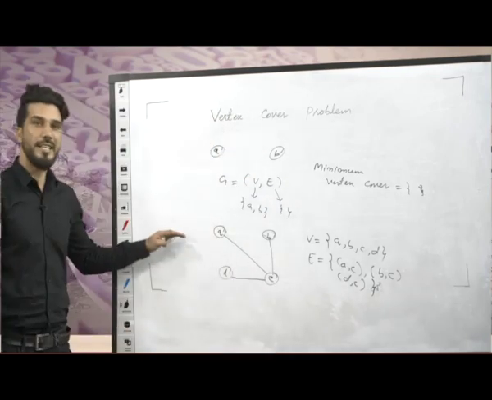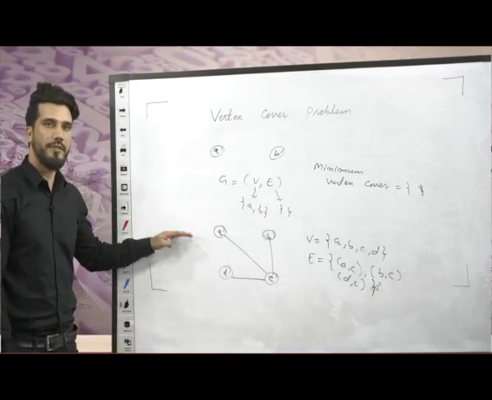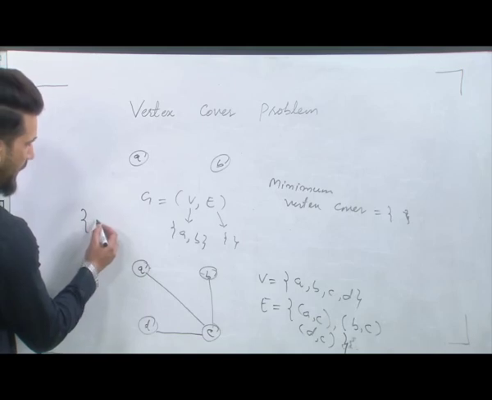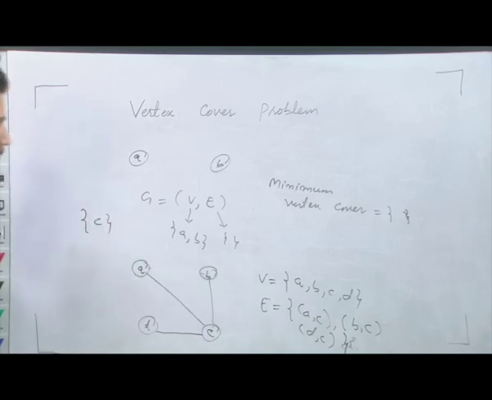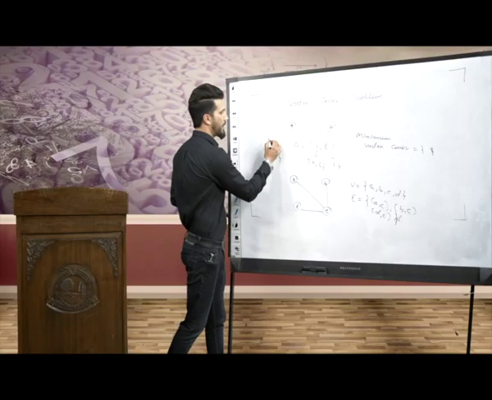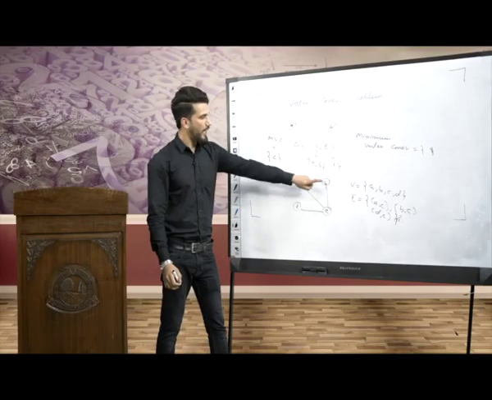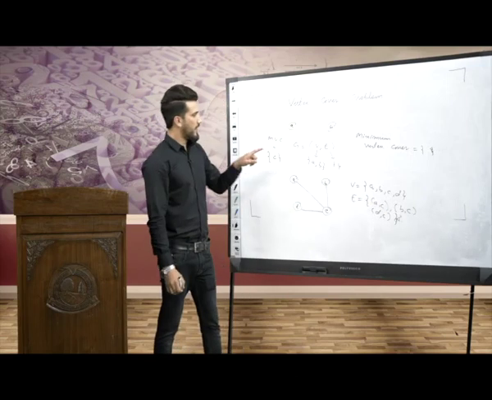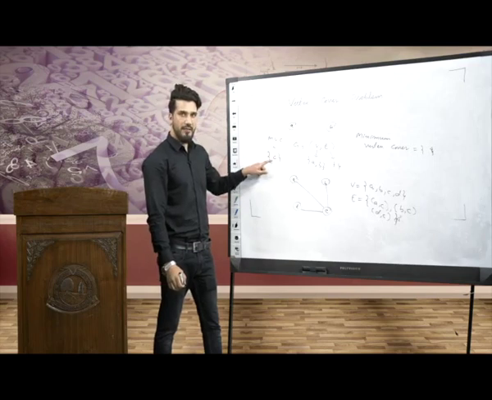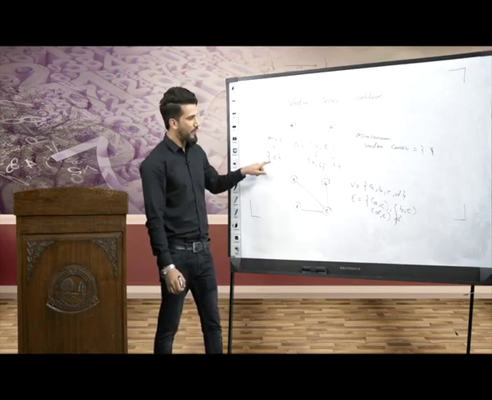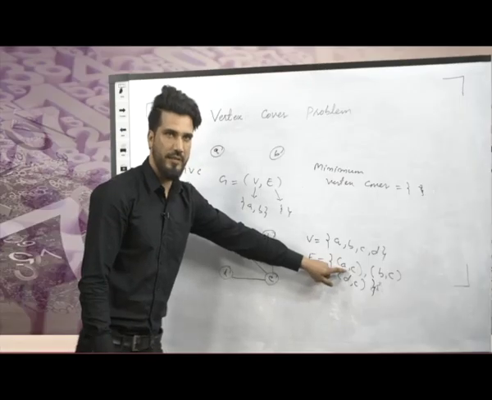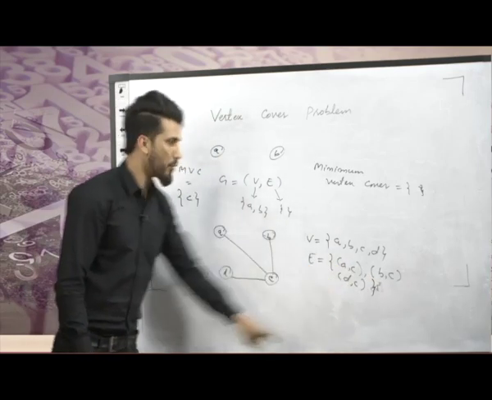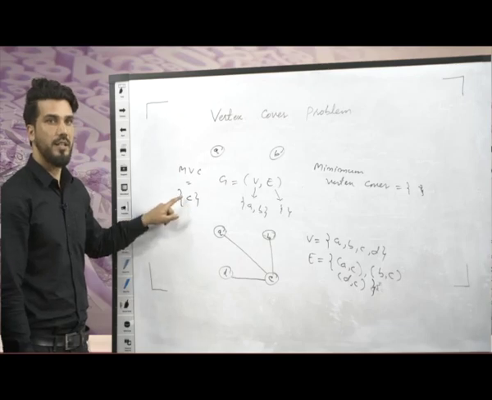What will be the minimum vertex cover for this graph? Let's see. It should be C. This is the minimum vertex cover. If you take any edge from this edge set, for example, let's take AC. Now, the minimum vertex cover contains one of the vertices on which the edge is incident, that is C. Same is the case with BC and same is the case with DC. So, C becomes our minimum vertex cover.